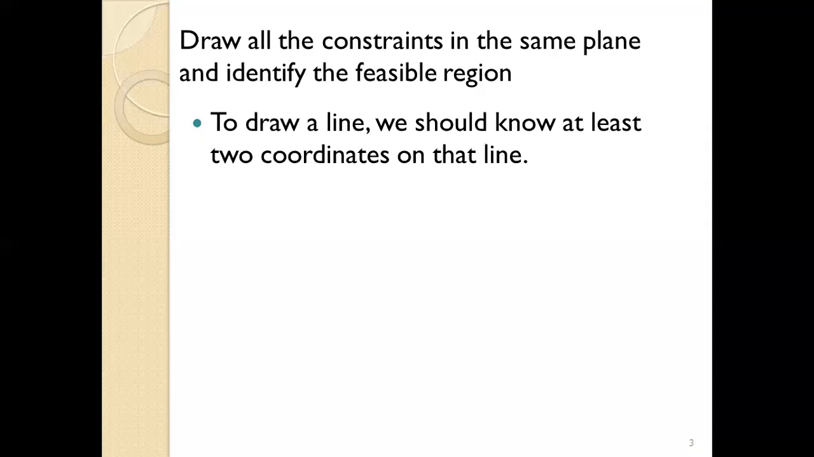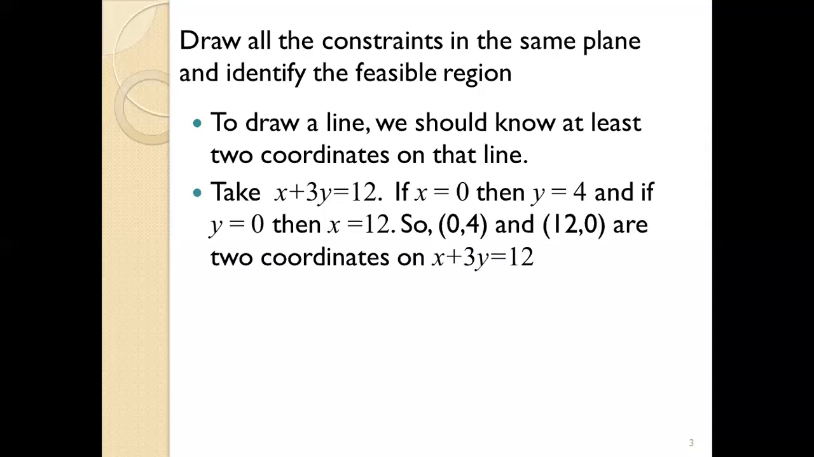Now considering our problem, take x plus 3y equals 12. First substitute 0 for x. Then we will get y equals 4. So (0, 4) is one coordinate. Now substitute 0 for y, and then we will get x equals 12. So (12, 0) is another coordinate.